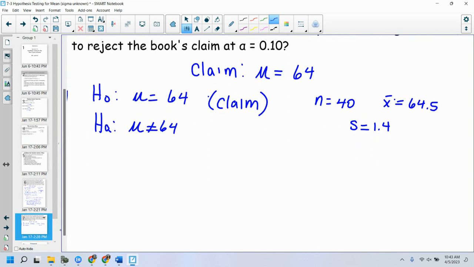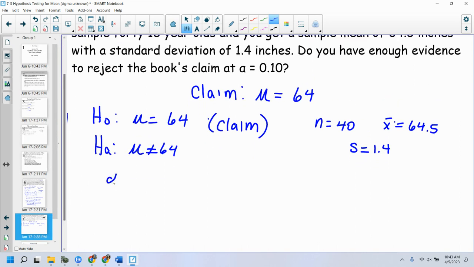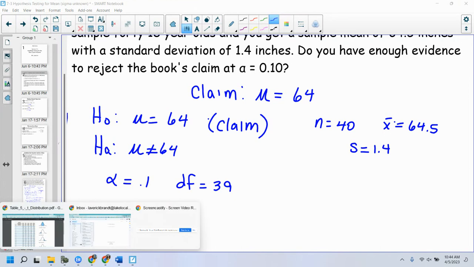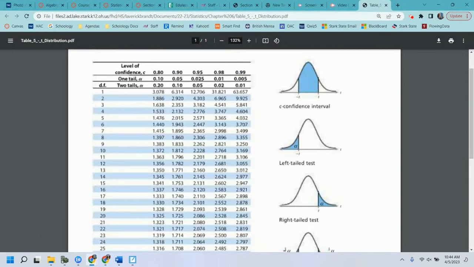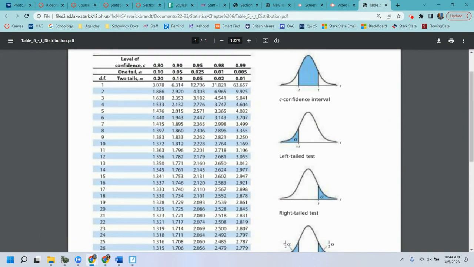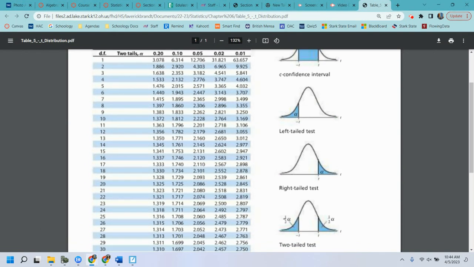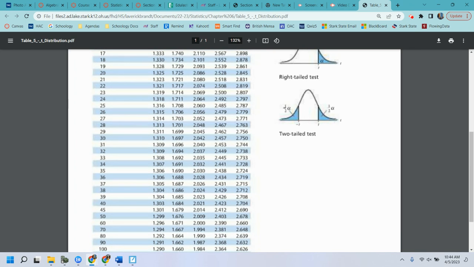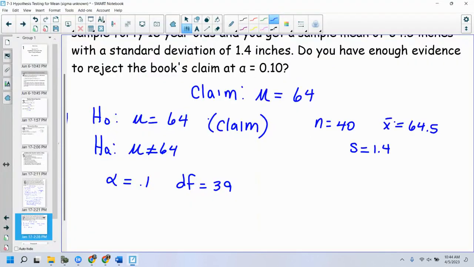Okay, so now let's find our rejection region. Alpha 0.1, degrees of freedom 39. Now, is this a one-tail or two-tail test? Two-tail test, because it's an equality. So now let's go into our table with a two-tail, 0.1, degrees of freedom 39. So second column, right? Two-tail, 0.1, second column, we got 39, 1.685.